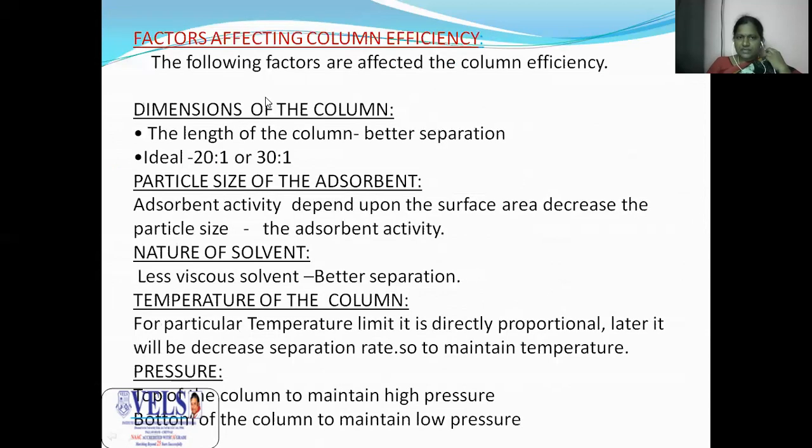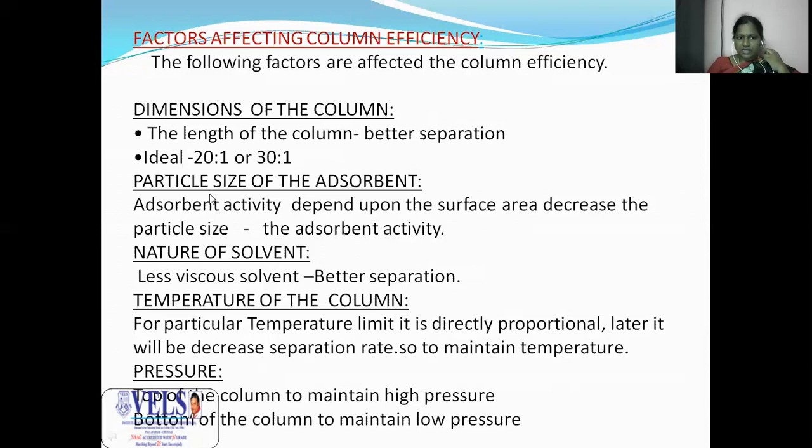Then, factors affecting the column efficiency. The following factors affect the column efficiency. First is the dimension of the column. The length of the column plays an important role. If you increase the length, the efficiency of the column increases. The ideal ratio is 20:1, that is, 20 centimeters in length and 1 centimeter in diameter, like a 30 centimeter column length with 1 centimeter diameter.